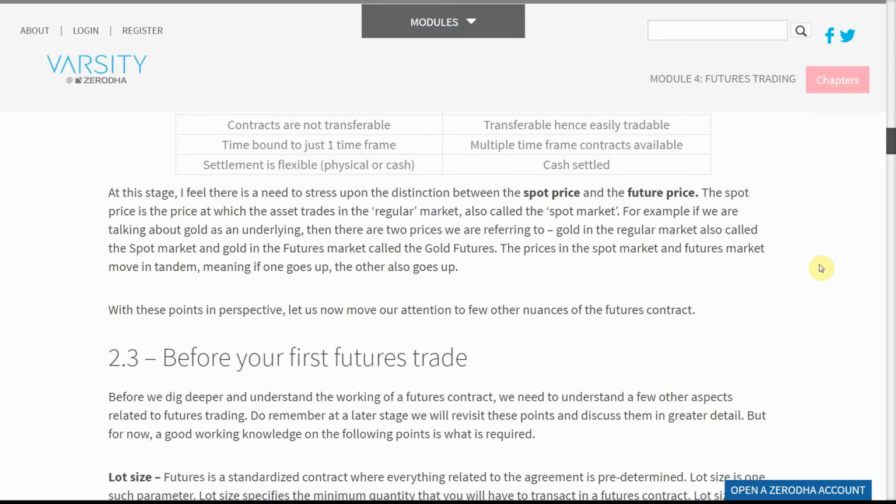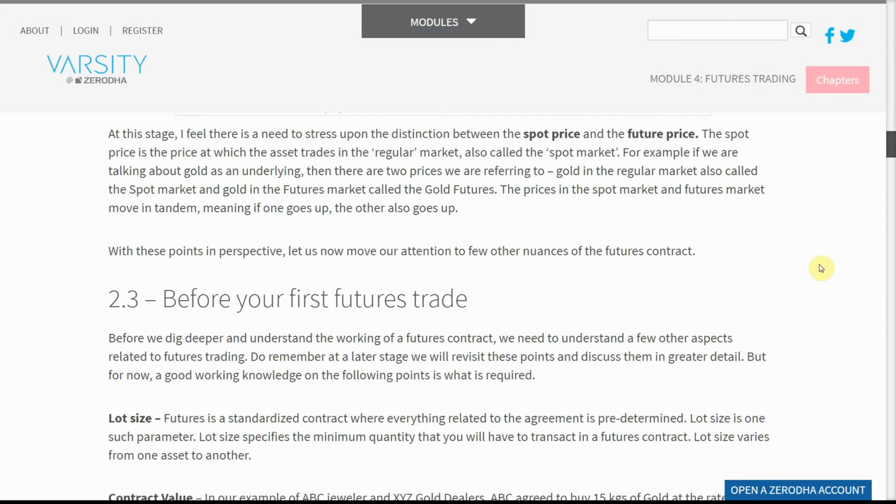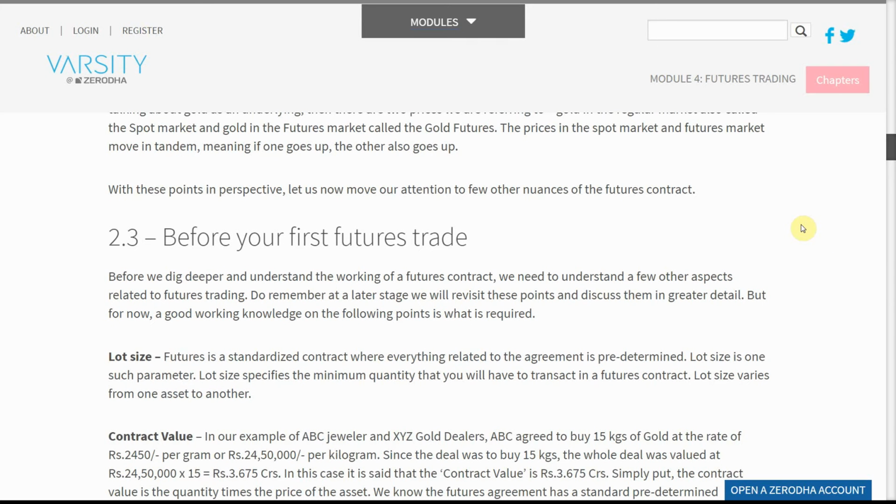At this stage, I feel there is a need to stress upon the distinction between the spot price and the future price. The spot price is the price at which the asset trades in the regular market, also called the spot market. For example, if we are talking about gold as an underlying, then there are two prices we are referring to: gold in the regular market, also called the spot market, and gold in the futures market, called the gold futures. The prices in the spot market and futures market move in tandem, meaning if one goes up, the other also goes up. With these points in perspective, let us now move our attention to a few other nuances of the futures contract.